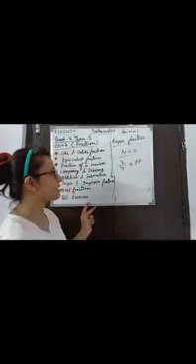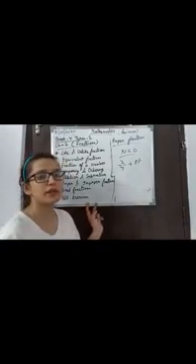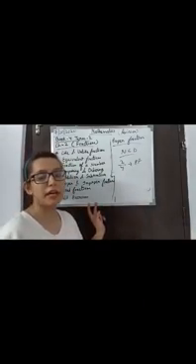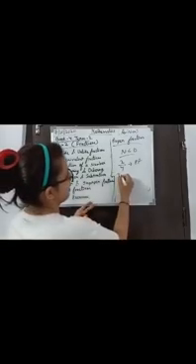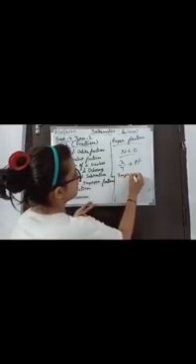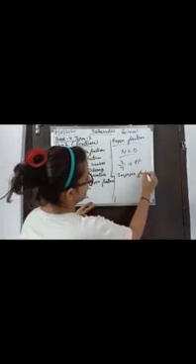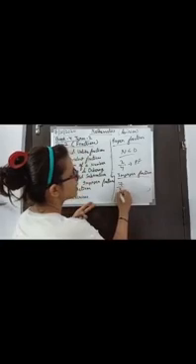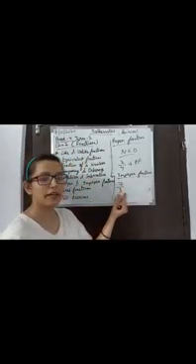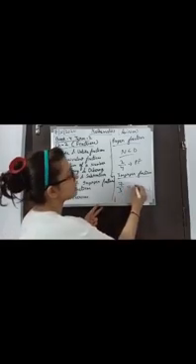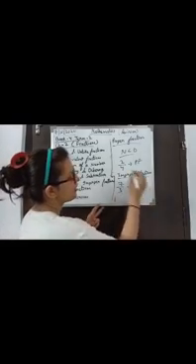Okay, on the other hand, what is an improper fraction? If the value of the numerator is bigger as compared to the denominator, that is called an improper fraction. For example, 7 by 3. Here numerator is larger as compared to denominator. In that case, this one is your improper fraction.